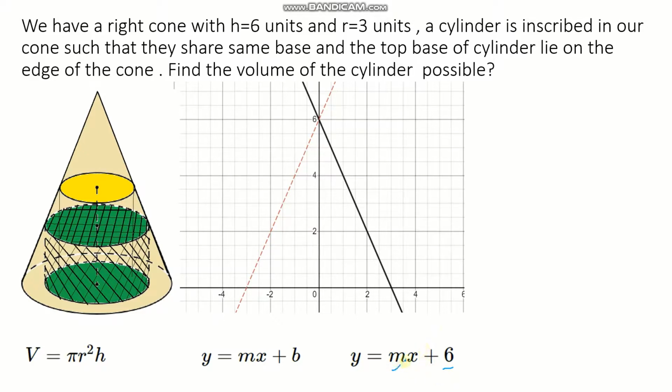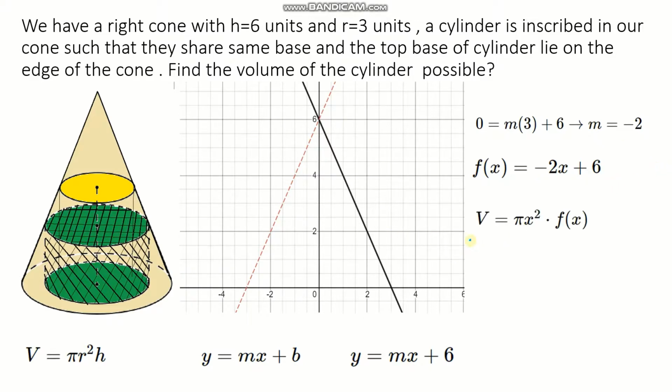Now what is the value of m? Since the line passes through 3, 0, we can input 3, 0 in our equation. We have 0 equals m times 3 plus 6, and m becomes negative 2 by transferring 6 to the other side and dividing by 3. So the equation of our line is f of x equals negative 2x, the slope negative 2, plus 6, the y-intercept. Now the cylinder radius depends on the input x and the height depends on the function f of x. The volume of the cylinder is denoted by pi x squared f of x. The x represents the radius and the f of x represents the height.